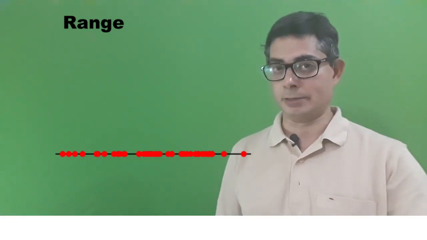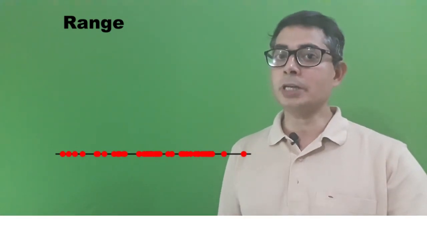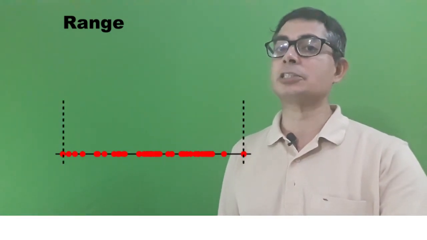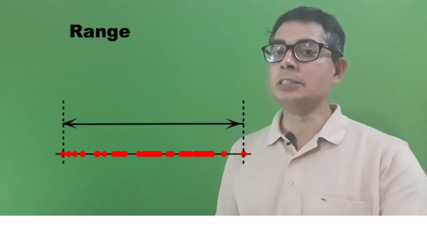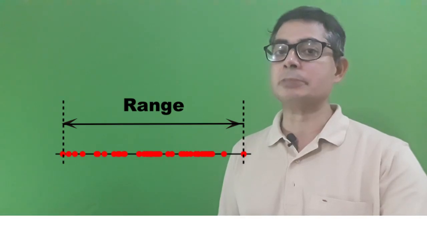Range is the simplest measure of dispersion, simplest to understand and simplest to compute. We again consider the values of a variable along a number line. To compute the range, you look at the two extremes, the minimum and the maximum. The range is defined as the distance between them.